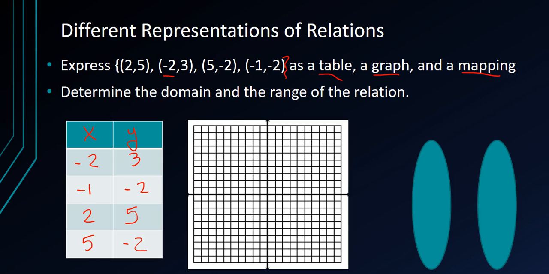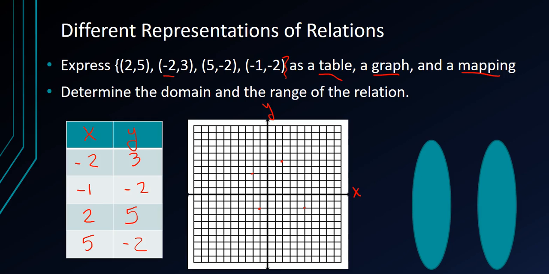So then graphing, remember x and y axis, and you just graph the points. You can do them off the original relation or you can do them off your chart. So I'm going to do them off my chart. (-2, 3), so that's left 2 for x and up 3 for y. (-1, -2) would be left 1 and down 2. (2, 5) would be +2, so right 2 and up 5. And (5, -2), right 5, and down 2. That is my relation on the coordinate plane.